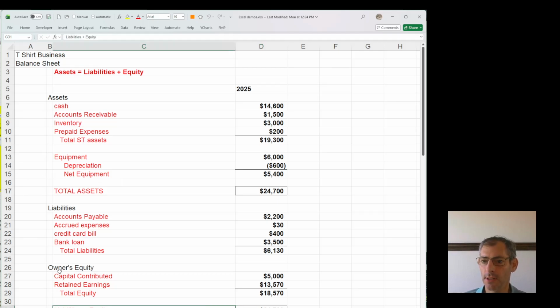That's basically what a balance sheet looks like, and we're going to get into the next step in the financial statement next. Thanks a lot.